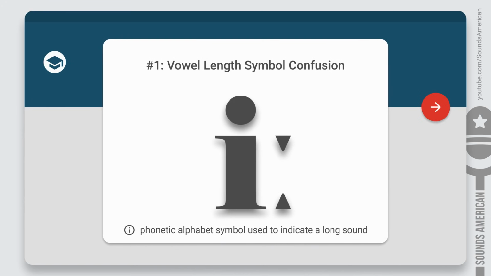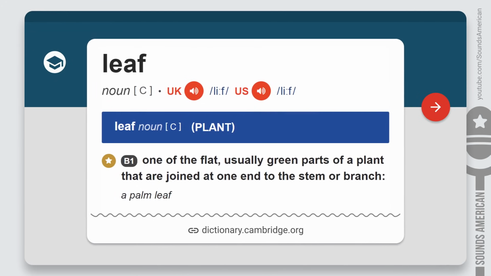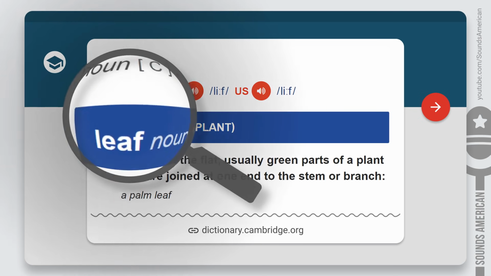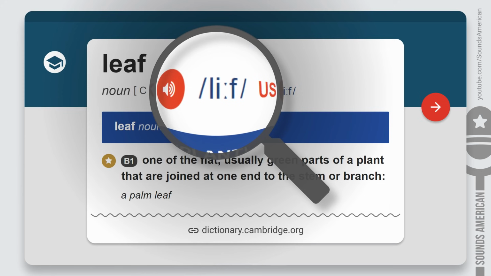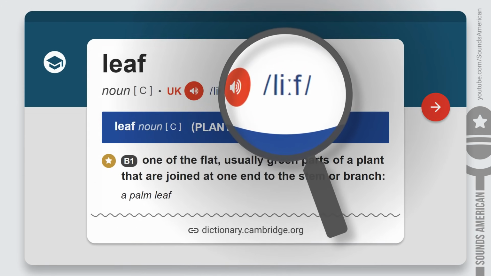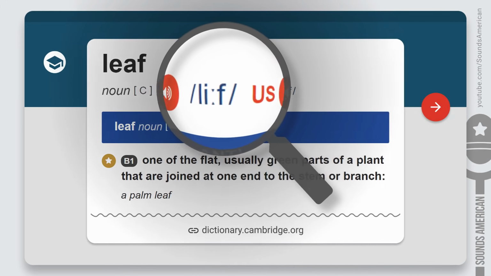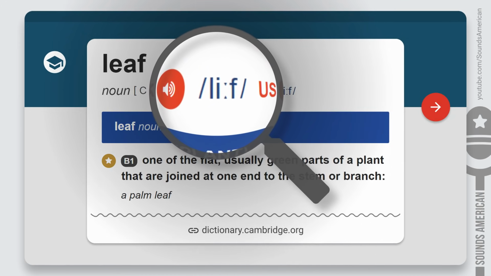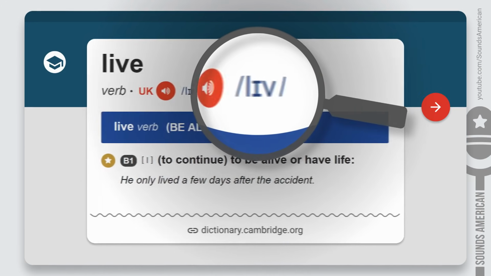Number 1. We'll start with something that you can find in many English dictionaries: the vowel length symbol. Take a look at this example. Here's the word leaf and its transcription. Have you noticed this symbol? This symbol is used to denote a long vowel sound. In this case, it's the vowel sound E, as opposed to the short vowel sound I, as in the word live.